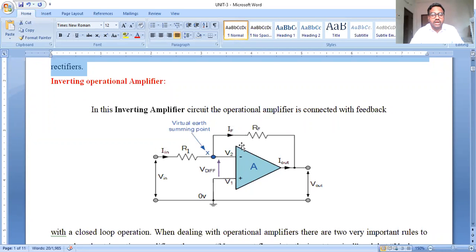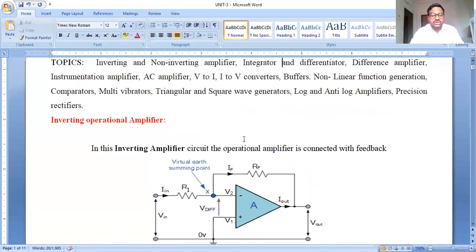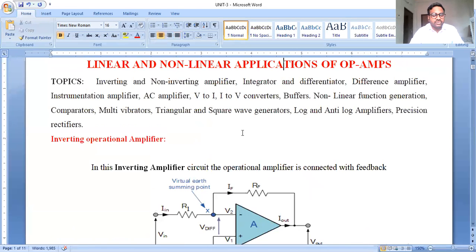In linear operational amplifier applications we have subtractors, differentiators, integrators, and voltage to current and current to voltage converters. These all come under linear applications of the operational amplifier, from inverting and non-inverting amplifiers to voltage to current and current to voltage converters. All come under linear operational amplifier applications.